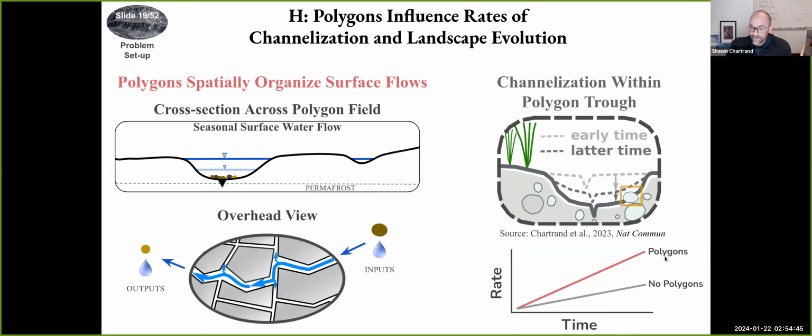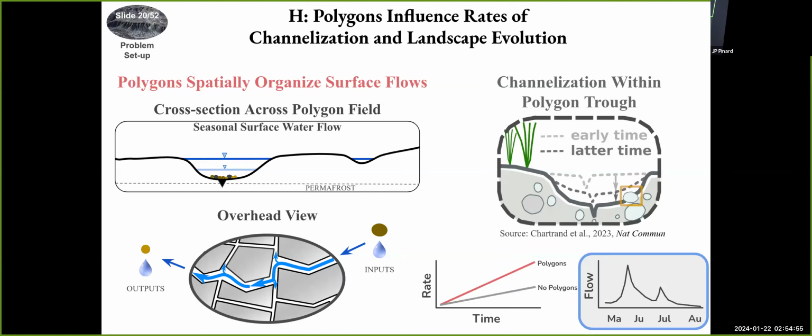And essentially the reason is because polygons can help organize surface flows, thereby enhancing erosion in specific parts of the valley floor, for example. This is also clearly dependent on the sequence and timing of seasonal flood events. Here I've just drawn a fictitious flood, say in late May, and another one in July.